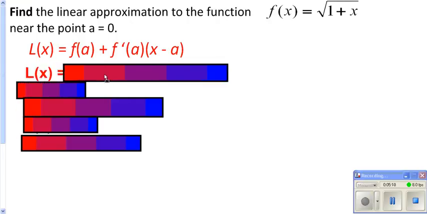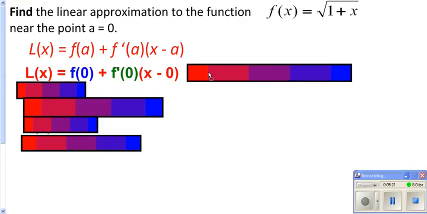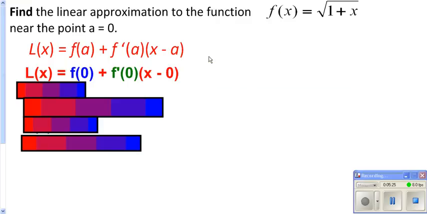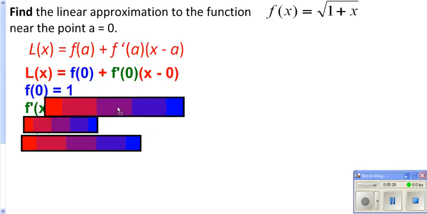So we're going to go L of x equals f of a, and in this case a is 0, plus f prime of a, and a is 0, times x minus a, which is x minus 0. Well, you need to go ahead and figure out what f of 0 is here. So you plug 0 into your function. You get the square root of 1, or 1. You also need to figure out your derivative so you can do the green part.